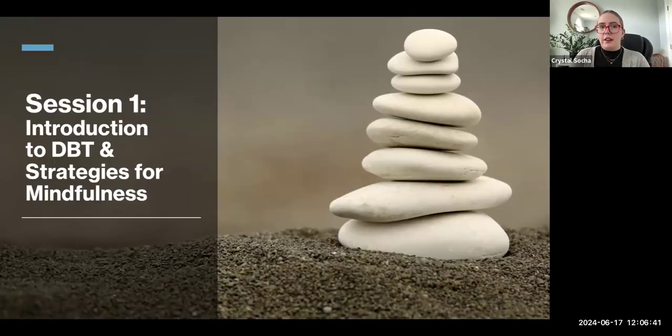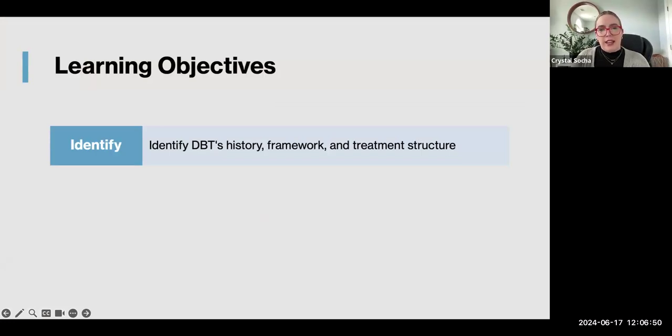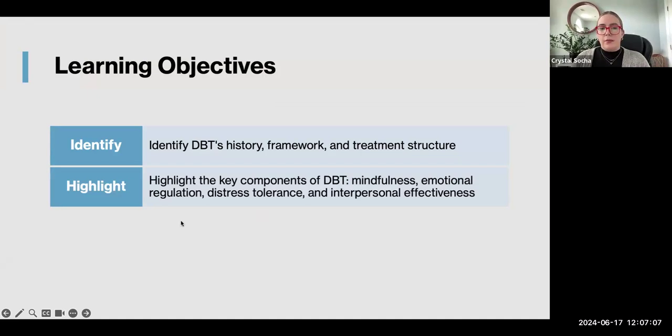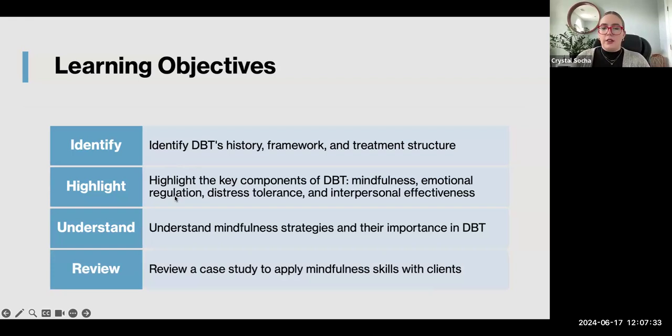Again, welcome to session 1, Introduction to DBT and Strategies for Mindfulness. Here are some learning objectives to frame our day. We've got a lot to cover, so I'm looking forward to your interaction and engagement. We will talk about DBT's history, framework, and an overview of the treatment structure. We'll discuss key components of DBT, including mindfulness, emotion regulation, distress tolerance, and interpersonal effectiveness. We'll take time to understand mindfulness strategies and how they are important in DBT. Mindfulness really is the center and core of DBT and the skills that we teach. And we'll review a case study to apply some of these skills with clients. Feel free to share any examples, feedback, or questions throughout this presentation.